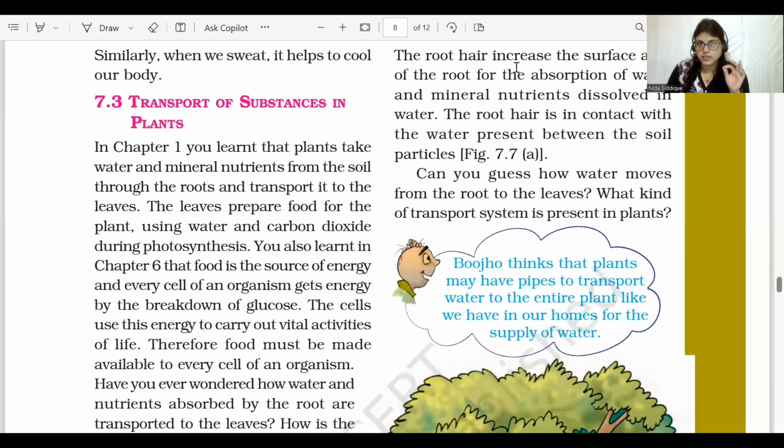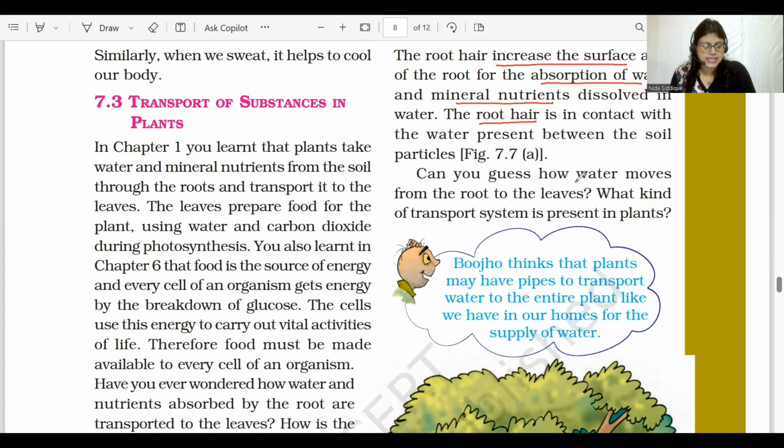Now, there is a reason why these roots are having root hairs. So the reason is this root hair will increase the surface area of the root for the absorption of water. Okay, root hairs increase the surface area so that the root can absorb more water from the soil. Okay, not only water but also minerals and nutrients which are dissolved in the water. So the root hair is in contact with the water that is present between the soil particles. So as a result, root hair is going to absorb more amount of water and mineral nutrients from the soil.